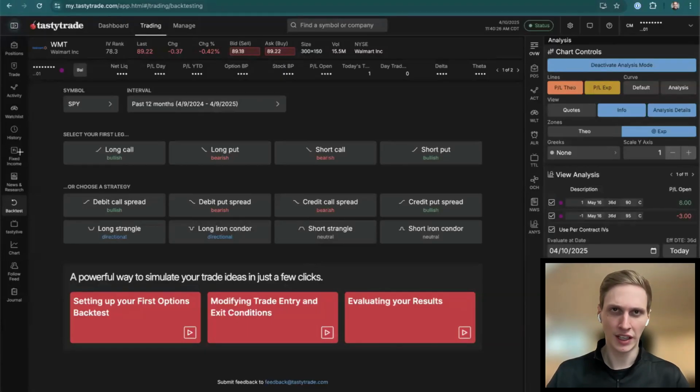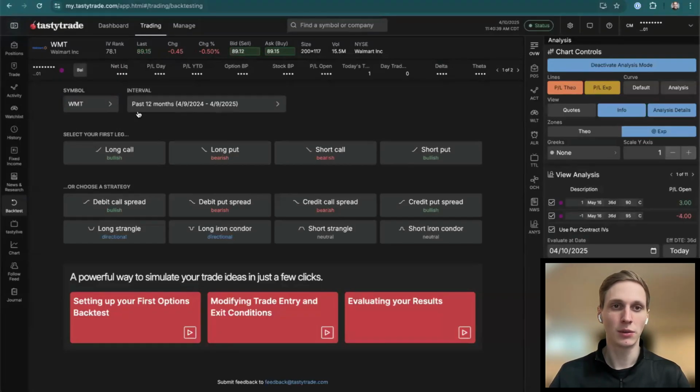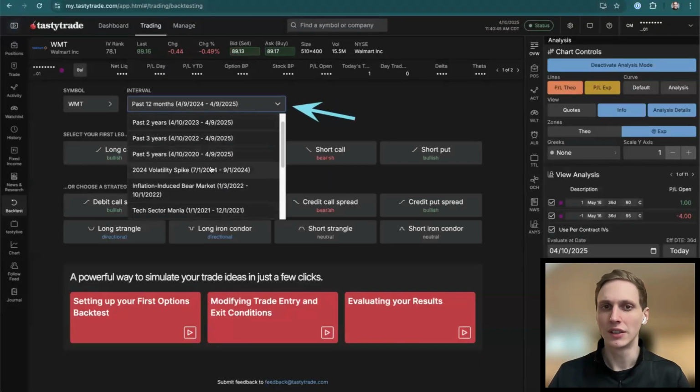But for example, say instead of looking at our theoretical profit or loss in the future, we wanted to see how this strategy would have performed on, we're looking at Walmart, right? So we can scroll down here, go to WMT, look at Walmart, maybe over the past year. So we can change time intervals. And what's nice is you can look at different events too.